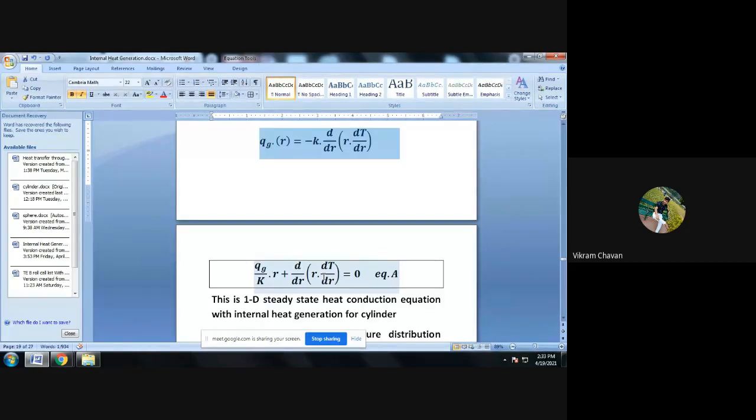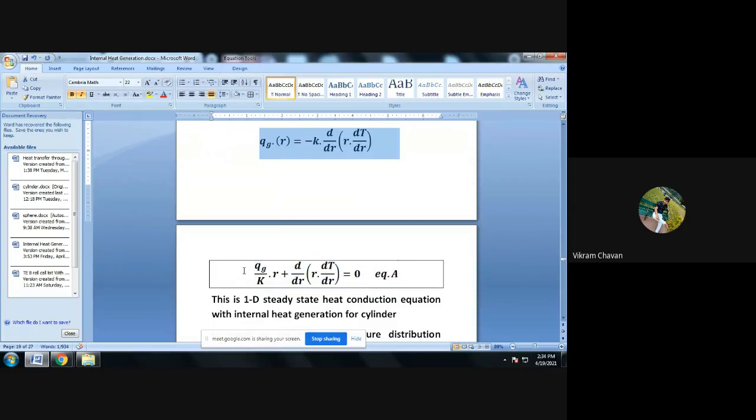We can derive this equation by considering the general heat conduction equation in a cylindrical coordinate system. We have already derived the general heat conduction equation in the cylindrical coordinate system. If you deduce that equation for one-dimensional heat transfer with heat generation, you will get the similar equation. Is there any doubt, any question?